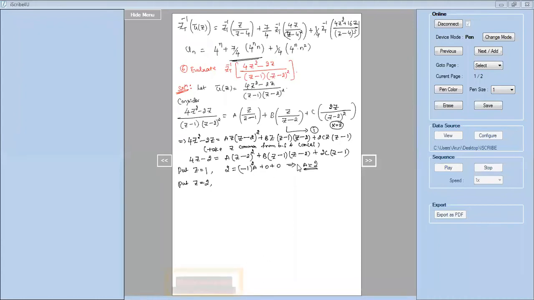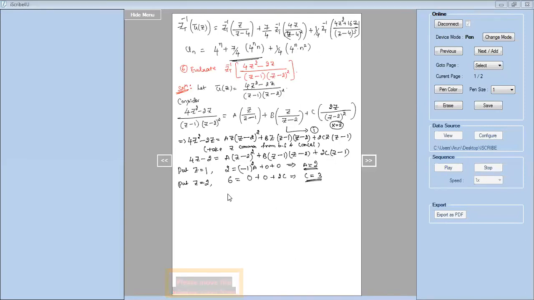Now put z = 2. See, it is 4 into 2, 8. 8 − 2, 6. So 6 is equal to, look at the right hand side, 2 − 2, 0. So the A term was 0. And here also 2 − 2, 0. B term is also 0. Whereas the C term, 2 − 1, it is 1, 1 into 2C. It is plus 2C. So this implies C is equal to 6 by 2, which is 3.